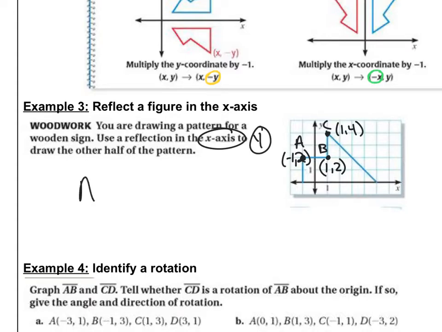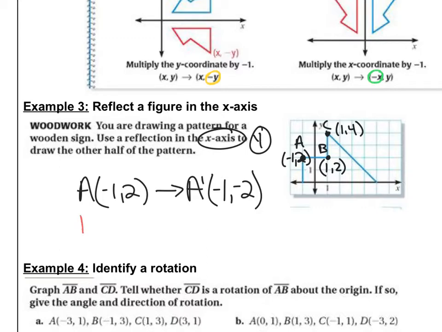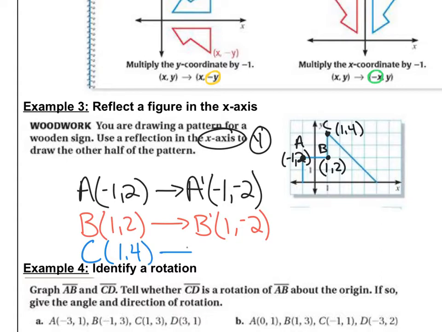So for A, if I'm at -1, comma 2, if I translate that into A prime, my x coordinate stays the same, my y coordinate becomes the opposite. At B, I'm at 1, comma 2. To get to B prime, leave the x coordinate the same, change the y coordinate. And then finally at C, we were at 1, comma 4. Flipping that over the x-axis, C prime would be at 1, comma -4.